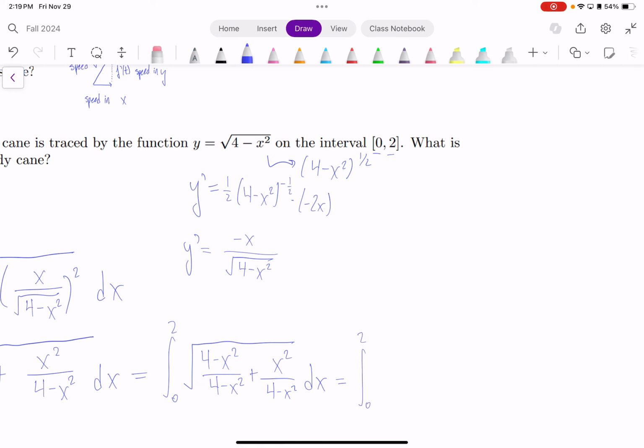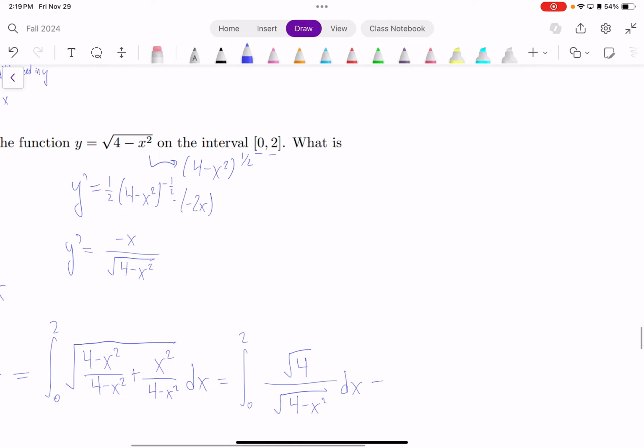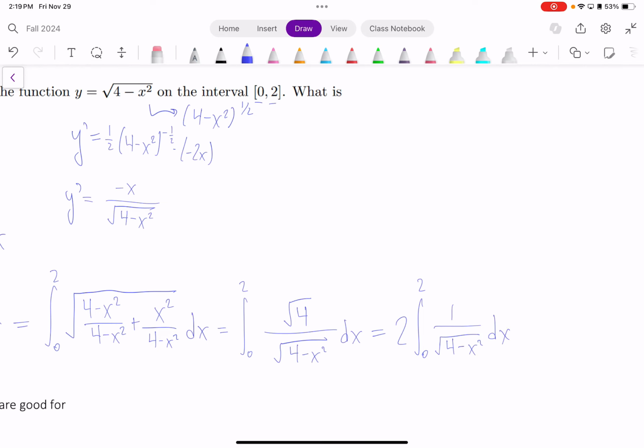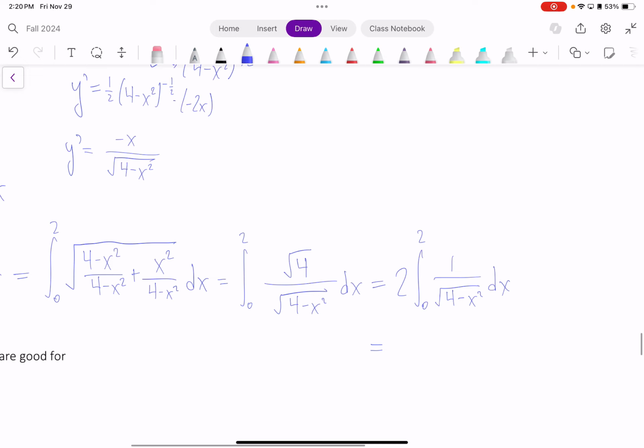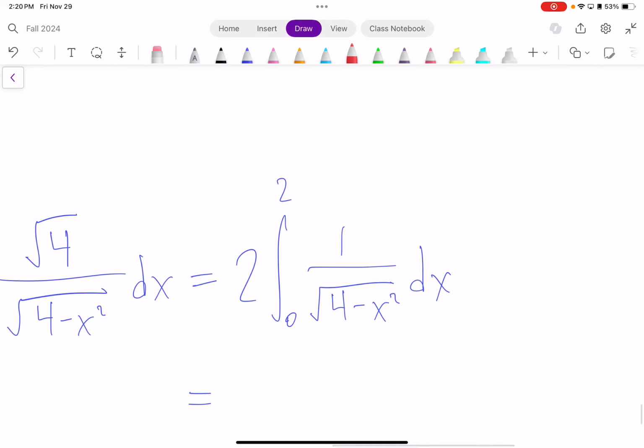So this will give us the integral from 0 to 2 of, let's separate this root, the root of 4 over the root of 4 minus x squared dx. So this is 2 times the integral from 0 to 2 of 1 over the root of 4 minus x squared dx. Okay, what is that the derivative of? Ooh, tricky one. Yeah, this is the arcsine. Well, it's a modified arcsine because normally we would need this to be a 1.